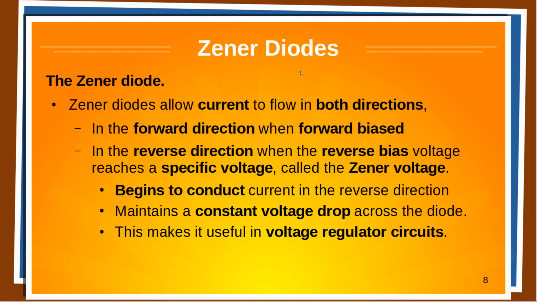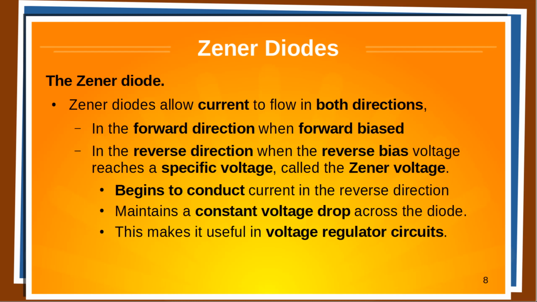So first one is the Zener. Allows current to flow in both directions. When it's forward biased, it obeys the silicon threshold. When it's in reverse direction, it conducts at the Zener voltage, which they manipulate with the type of material.